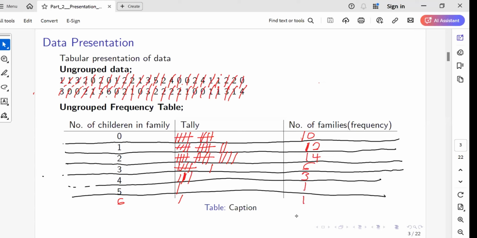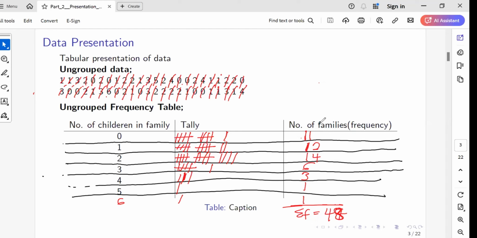So what does this frequency mean? I want to know my total frequency. 10 plus 12 is 22, plus 14 is 36, plus 6 is 42, 45, 47. You realize that the number of families that have no child is 10. The number of families that have just one child is 12. Looking at the frequencies, which number of children in a family is the most? The number of families that have only 2 children stand out. They are the most.